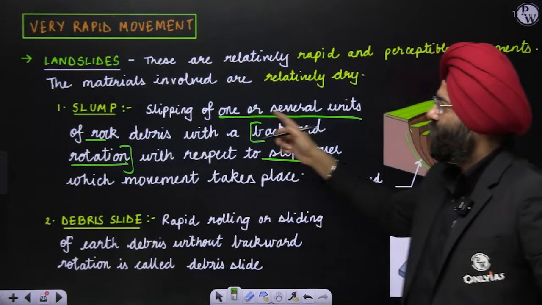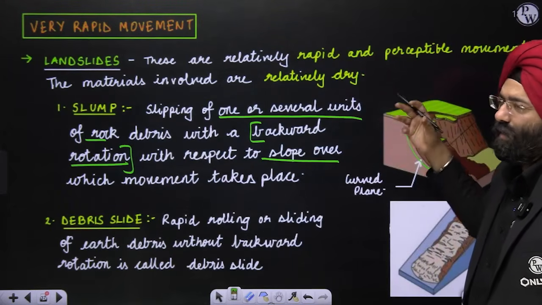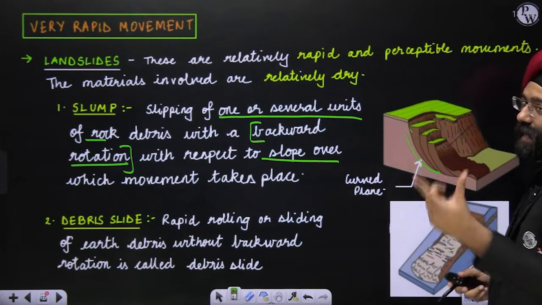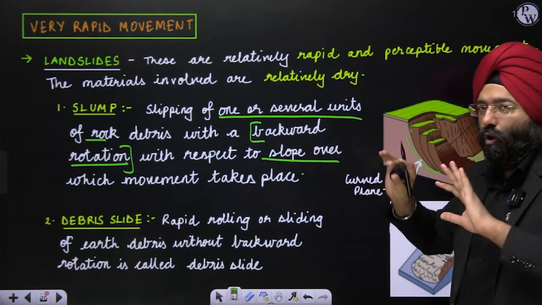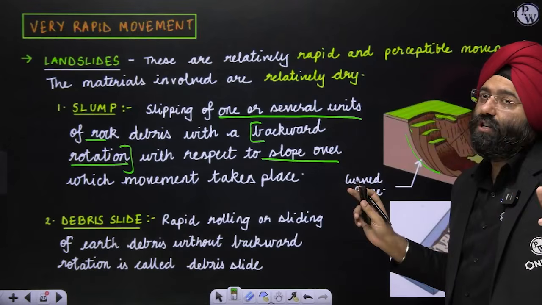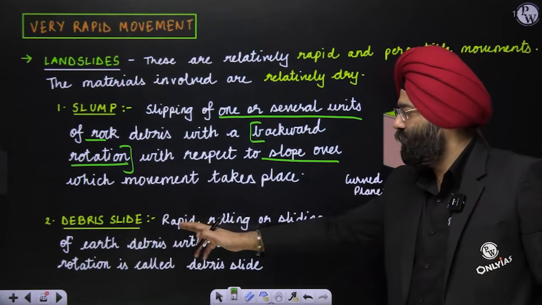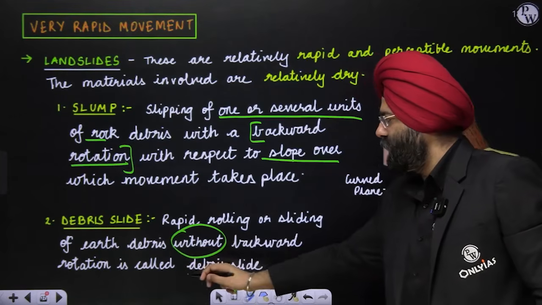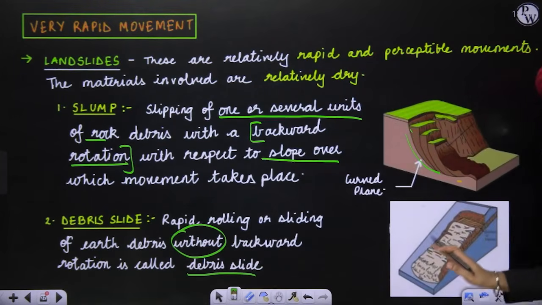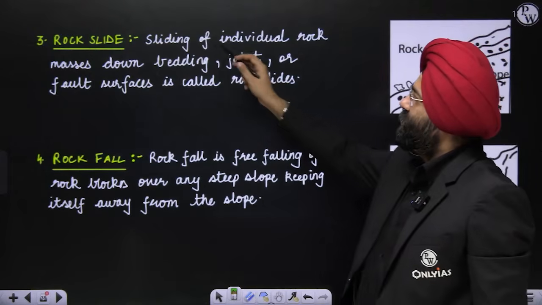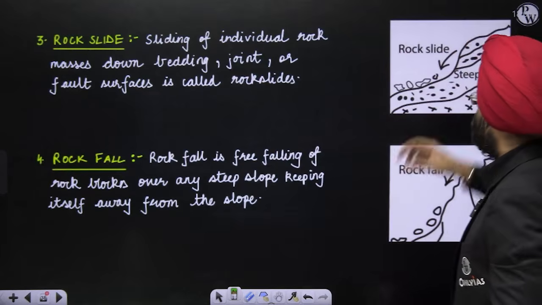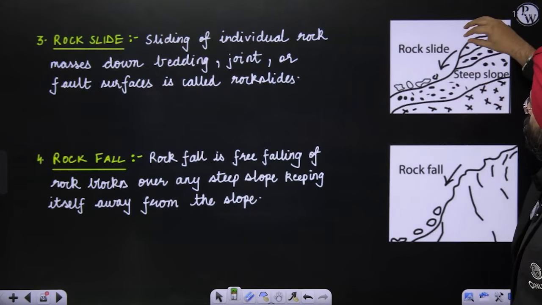Again, slipping of one or several units of rock debris with a backward rotation is known as a slump. If all the phenomena are the same but no backward rotation is taking place, then it is known as a debris slide. So rapid rolling or sliding without any backward rotation is known as a debris slide. Over here, it is simply moving down without any backward rotation. Next, rock slide. Sliding of individual rock masses down the bedding joints is known as rock slide. So let us say there were rocks here under the impact of gravity.